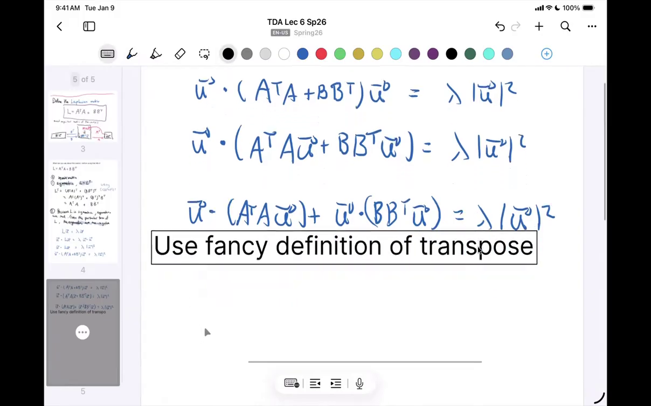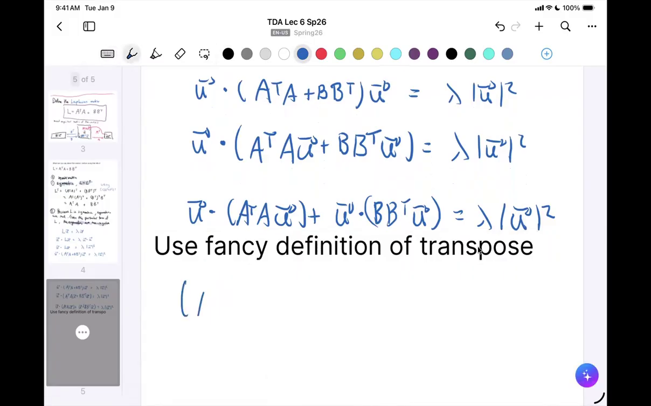So the first one, I can move this A transpose to the other side by transposing it. So I'll put A transpose transpose U. And now I'm just left with an AU in the second factor, right? And then I can move this B. If you move the B, the price to pay is that you transpose it. So you transpose the B.